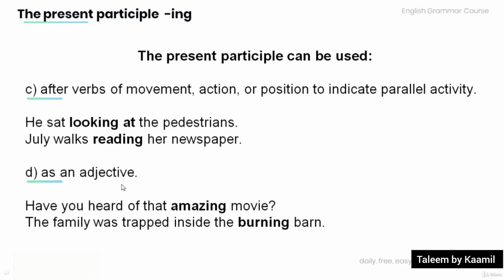D, as an adjective. Have you heard of that amazing movie? Note that amazing in this sentence is used as an adjective, a word describing the noun movie. The family was trapped inside the burning barn. Again, as an adjective describing the noun barn.